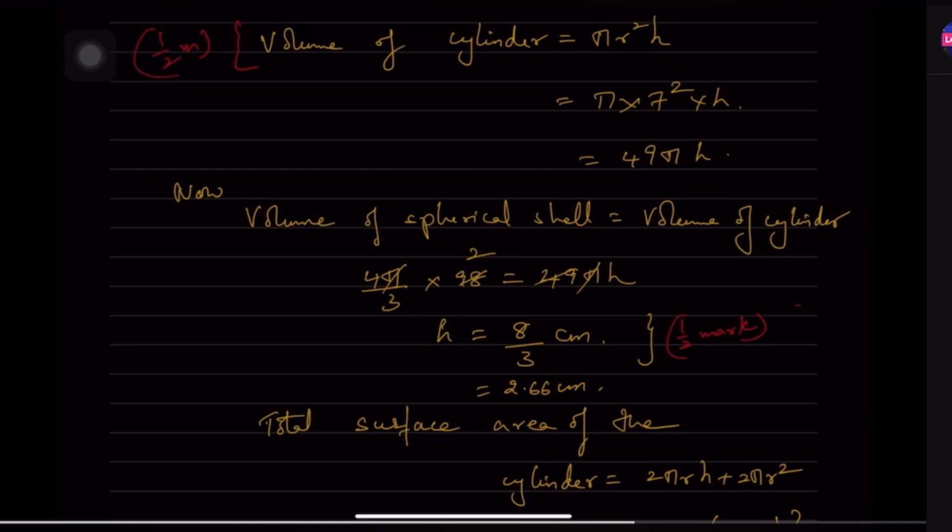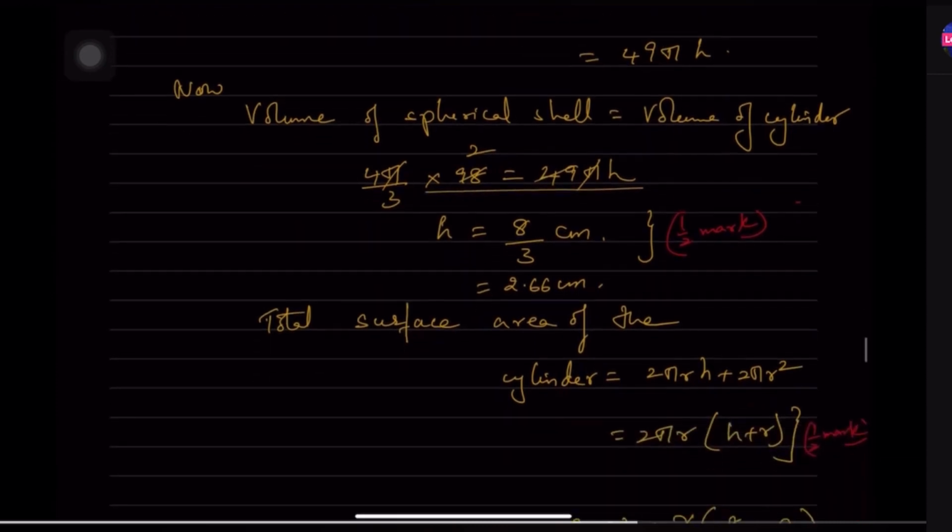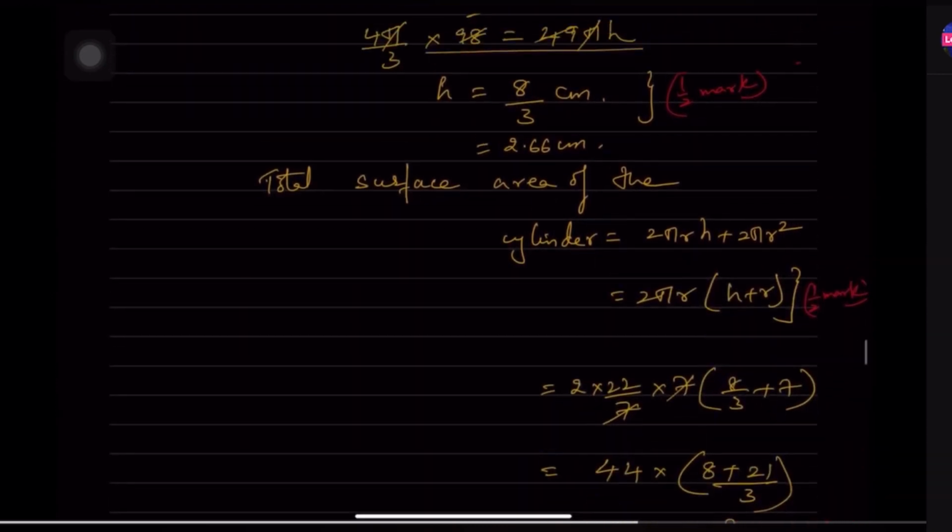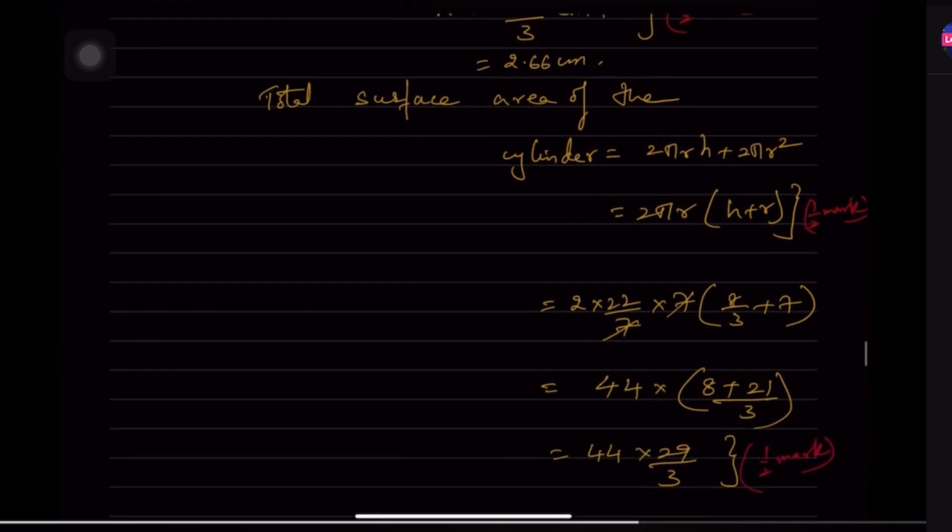So just cancelling out all the values, you're getting h is equal to 8 by 3 centimeters, that is 2.66 centimeters, but we have written it as 8 by 3, so that we'll be using, because we have to find out even the total surface area. So total surface area of the cylinder is equal to 2 pi r h plus 2 pi r square, which is equal to 2 pi r into h plus r.